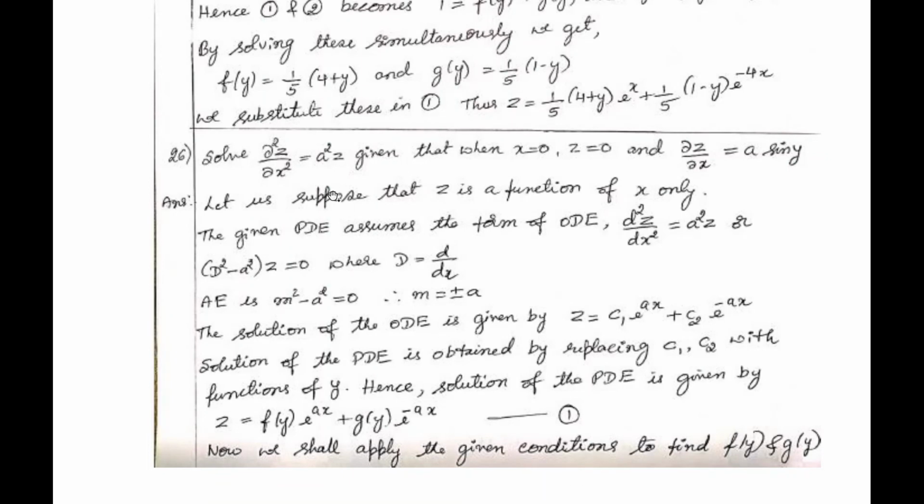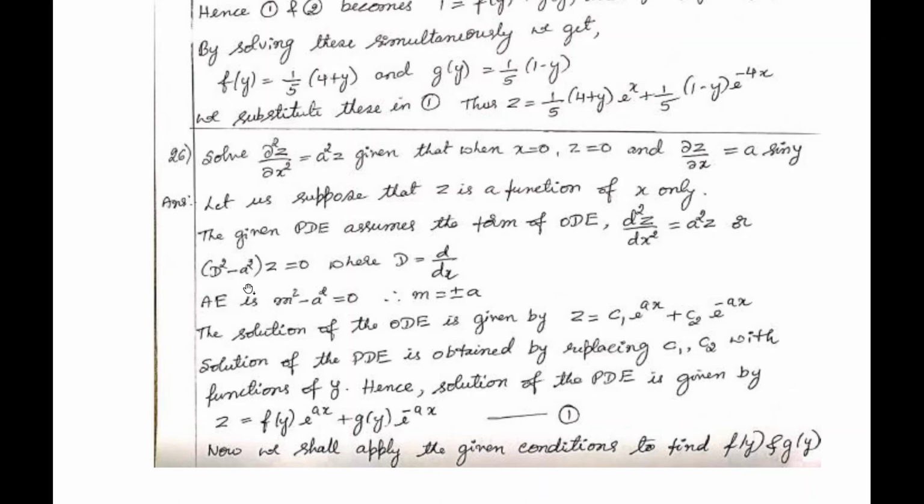Solve dou square z by dou x square equal to a square z, given that when x equal to 0, z is 0 and dou z by dou x is equal to a sin y. So let us suppose that this z is a function of x only. Then this partial differential equation can be written in the form of an ordinary differential equation, that is d square z by dx square equal to a square z, or this can be written as d square minus a square into z equal to 0.